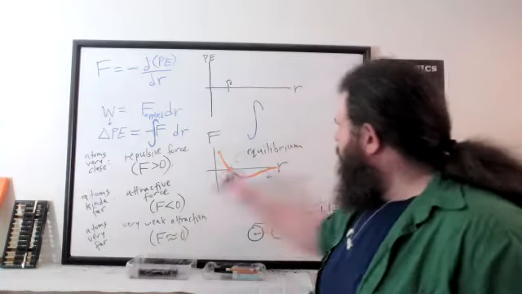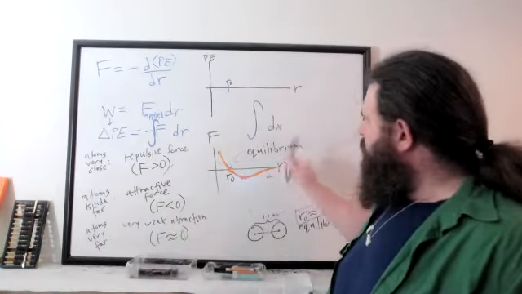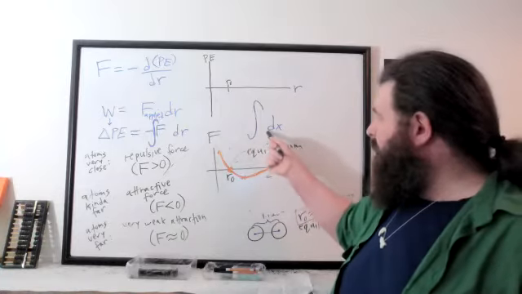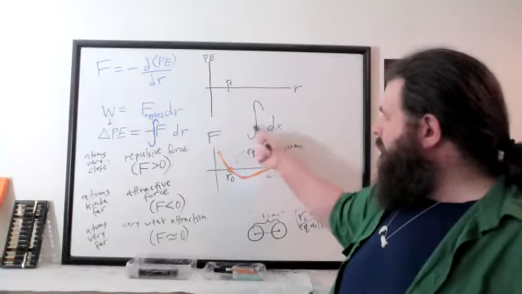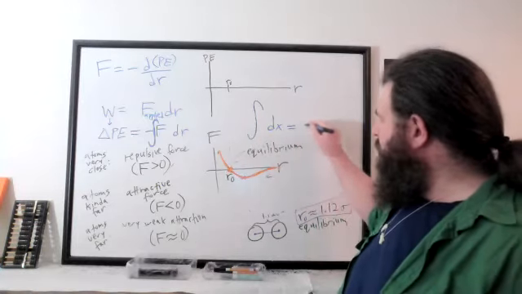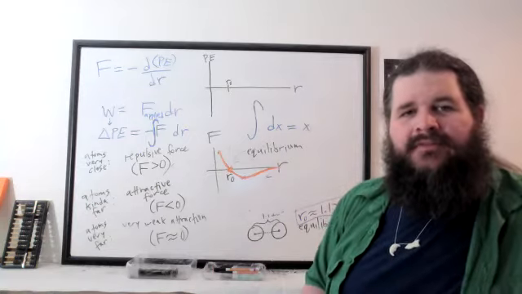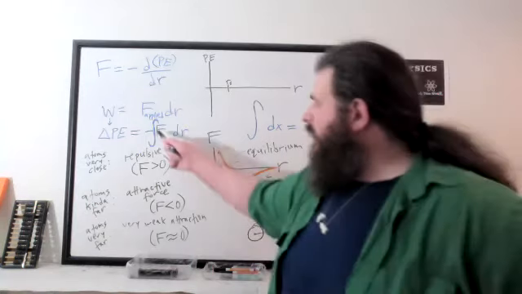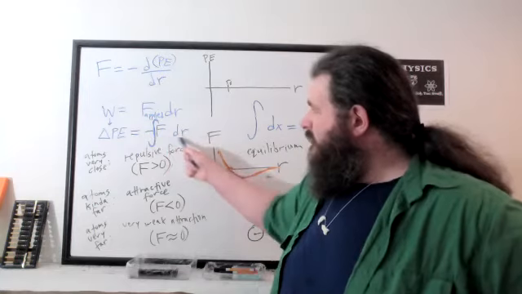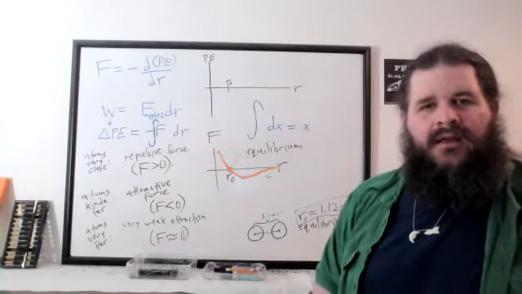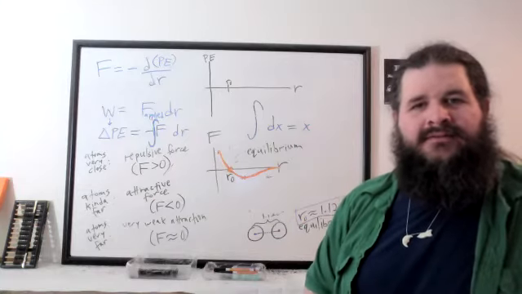If we write something like integral dx, integral means add up, dx means a tiny piece of x. Add up all the little bits of x and you get x. That's really all an integral is doing. It's adding up lots of little tiny bits. In this case, we're adding up lots of tiny bits of work to get the total transfer of energy. Any questions on that so far?